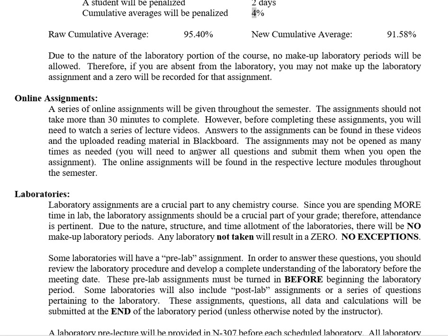The online assignments, more explanation is going to be given there under that category. We've already kind of talked about them. Most of these are timed, and on average they are about 30 minutes, but some of them could be much shorter, and some of them could be a little bit longer. So just read the online assignment description before you start it, and it will tell you how many minutes you'll have to complete that assignment.